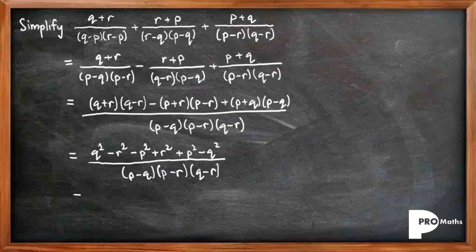And then if we look at our numerator, q squared is gone, r squared is gone, p squared is gone. Oh, look at that. We're left with 0. And that is this expression simplified. That was quick. Much quicker than I thought.